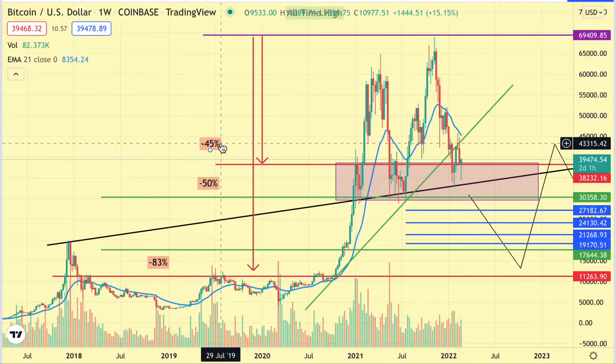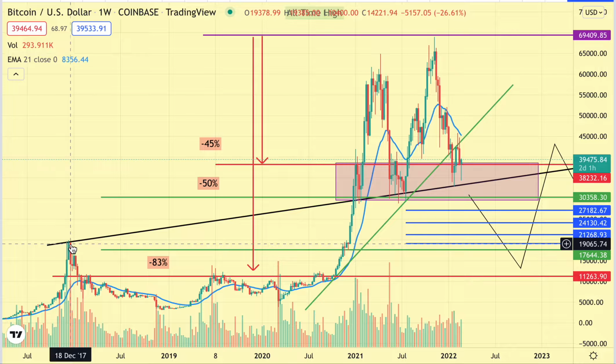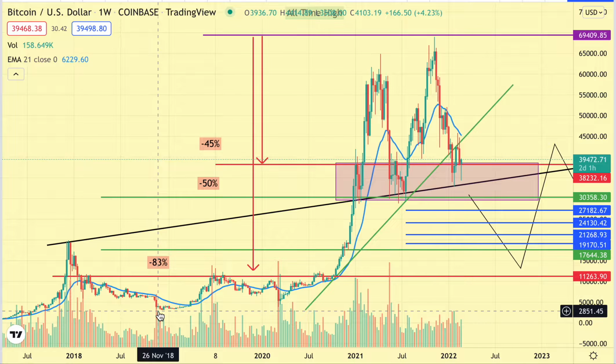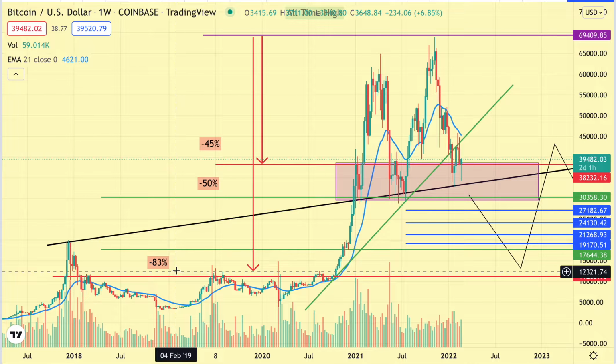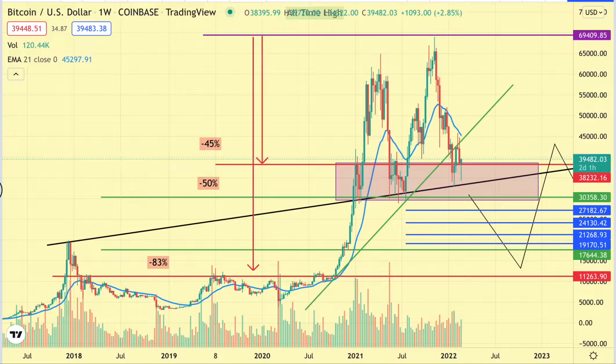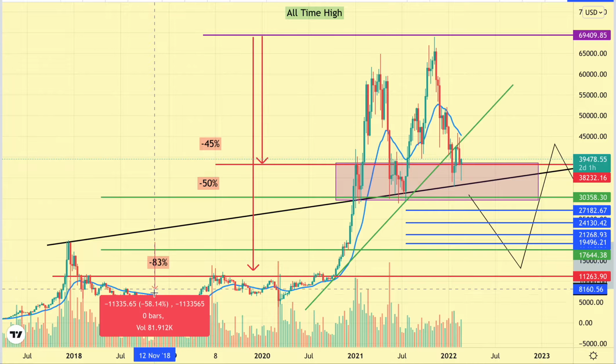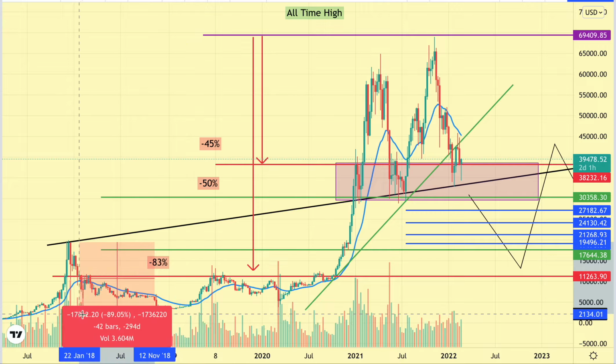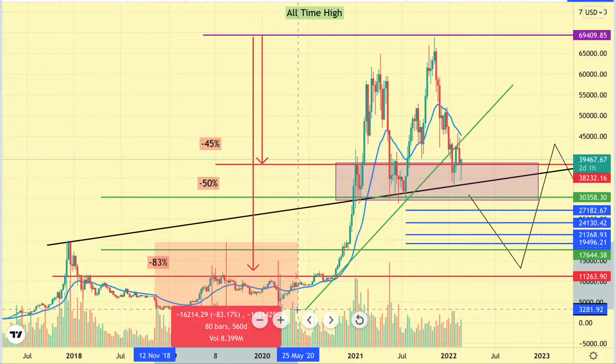45%. If we take a look at our previous Bitcoin bull cycle, from its last all-time high to its lowest point, Bitcoin dipped 83%.